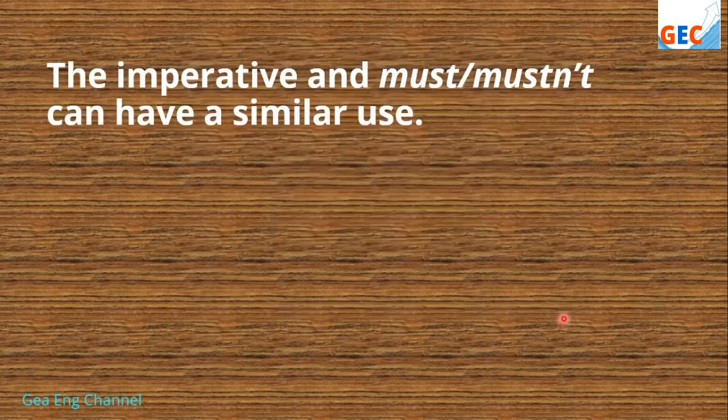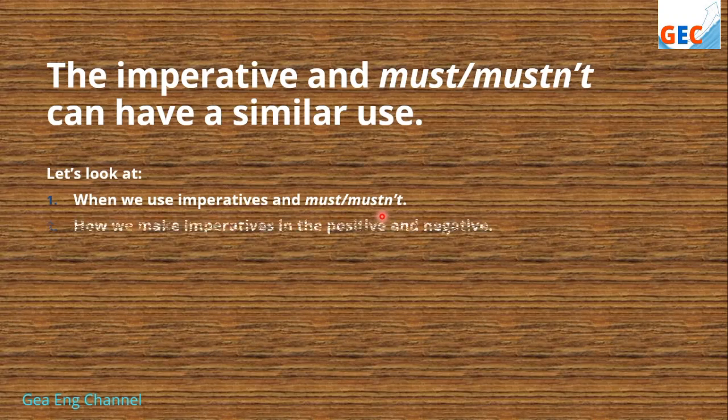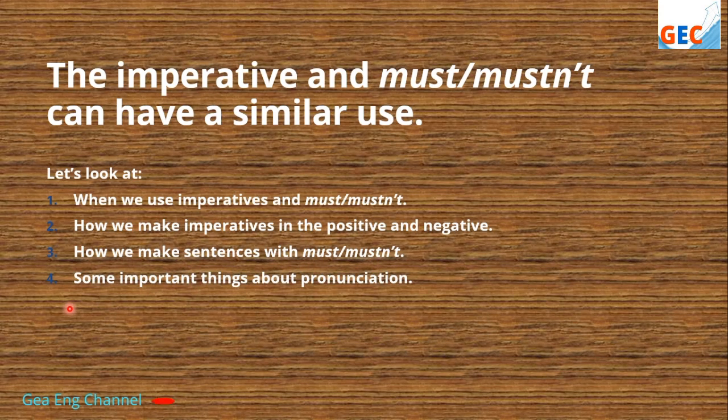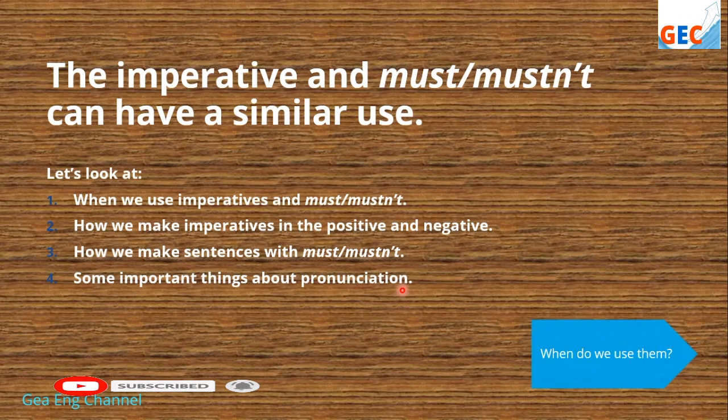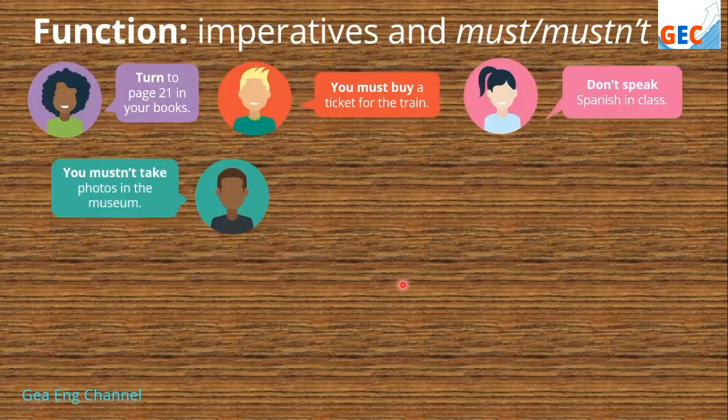Imperatives and must, mustn't. The imperative and must, mustn't can have a similar use. In this lesson we will be learning when we use imperatives and must, mustn't. We are going to learn how we make imperatives in the positive and negative, and how we make sentences with must and mustn't, and we are going to learn some important things about pronunciation. Now let us start. When do we use imperative, must and mustn't?